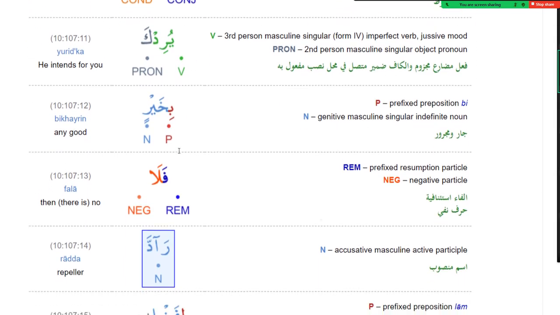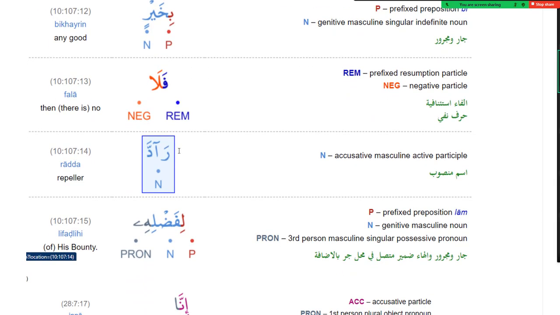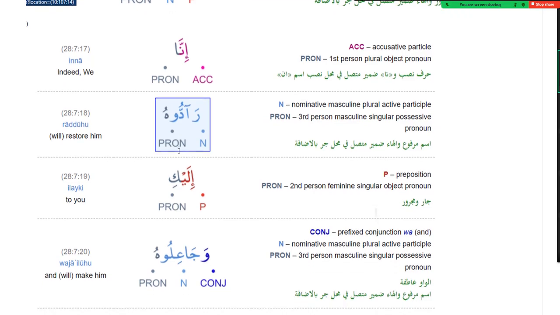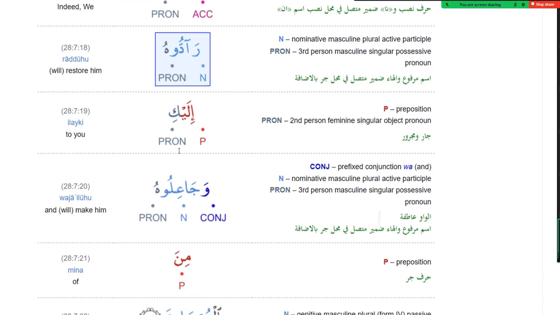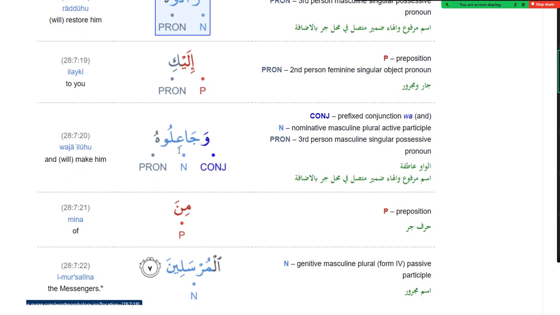وَإِن يُرِدْكَ بِخَيْرٍ فَلَا رَادَّ لِفَضْلِهِ. Which is the word? Radda. Right? So this is from radda, and it becomes radda. إِنَّا رَادُّوهُ إِلَيْكَ وَجَاعِلُوهُ مِنَ الْمُرْسَلِينَ.